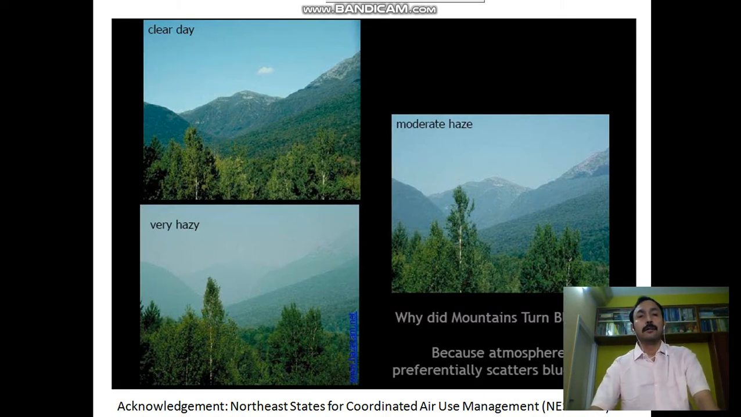These are some pictures: a picture of a clear day, a very hazy day, and a moderate day. Why is the sky blue, or why do the mountains turn bluish? Because the atmosphere preferentially scatters blue light. All these are polarization due to scattering.